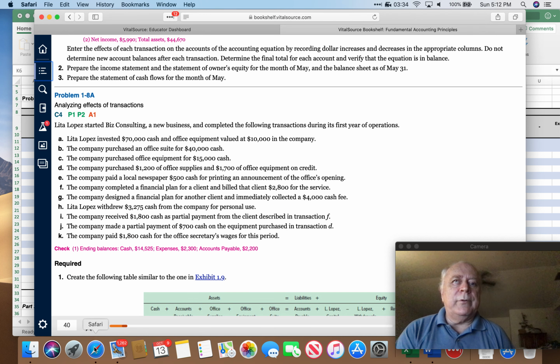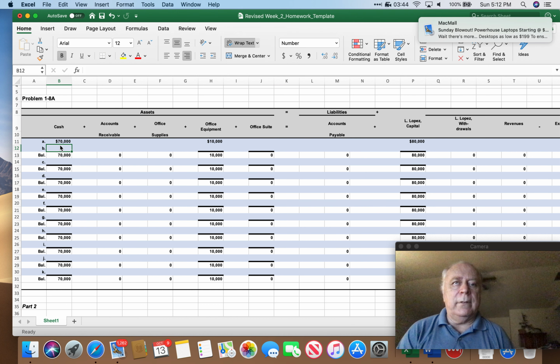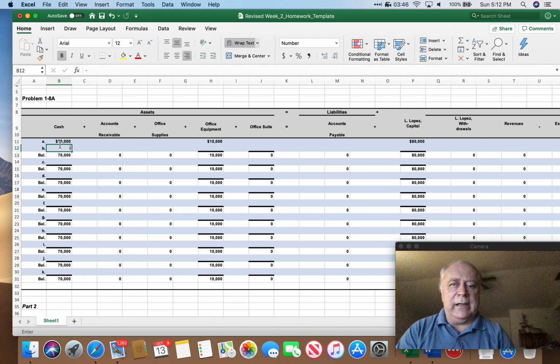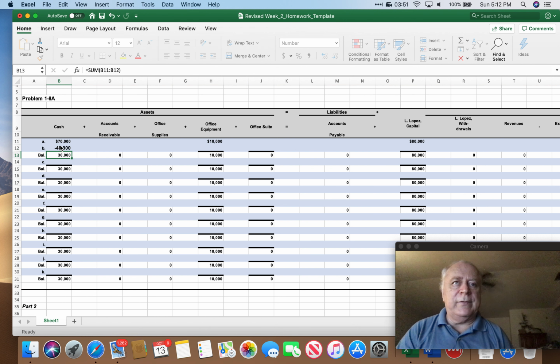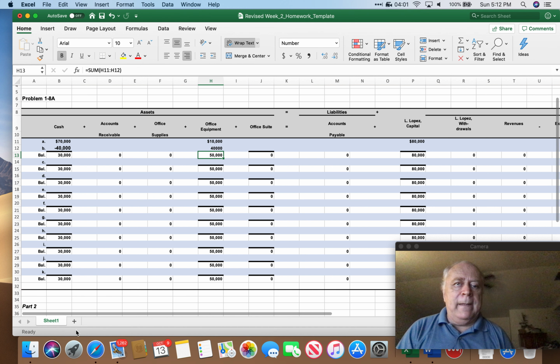And here she purchased an office suite for $40,000 in cash. So from the company's perspective, the company paid $40,000 for the office equipment, so the cash went down $40,000. So for the purpose of this exercise, we're going to reflect that as a negative number. And here the office equipment went up $40,000, so that increased.